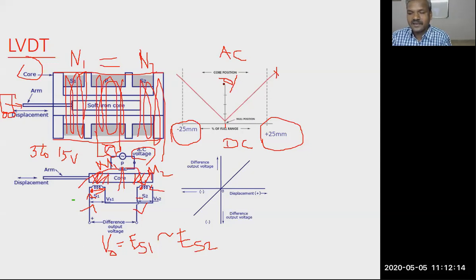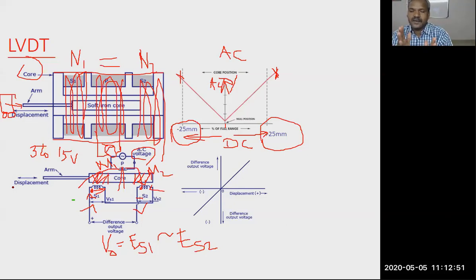This output is an AC quantity. In AC there is no positive and negative, that's why it is moving for both sides. When the core moves towards the right extreme, it gives maximum AC output on this side. When it moves towards the left extreme, it gives maximum output on the left. This is negative displacement and this is positive displacement. The negative displacement is towards the left extreme, and positive displacement is towards the right extreme.